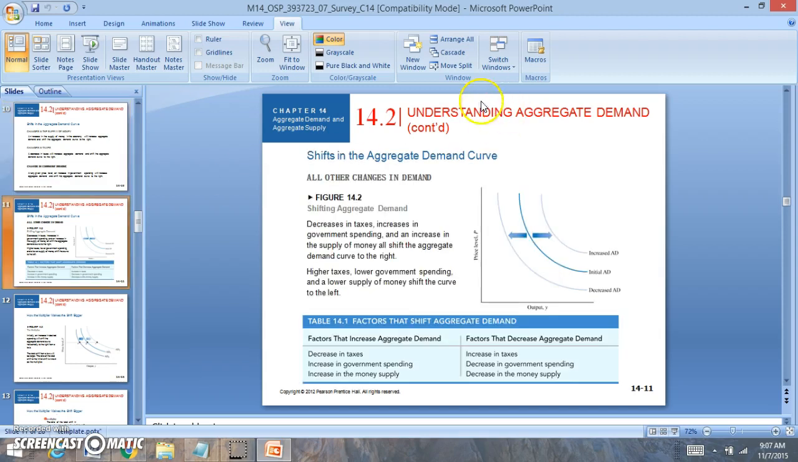Now when we look at aggregate demand, it can either increase to the right or decrease to the left. Aggregate demand is very important because changes in aggregate demand will influence how the government makes decisions to create stability.